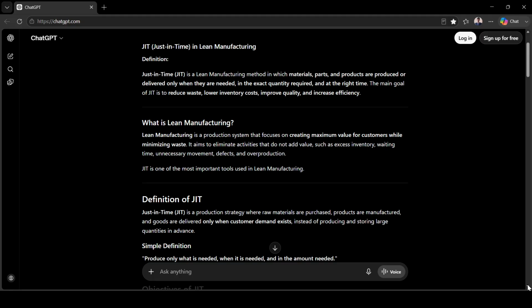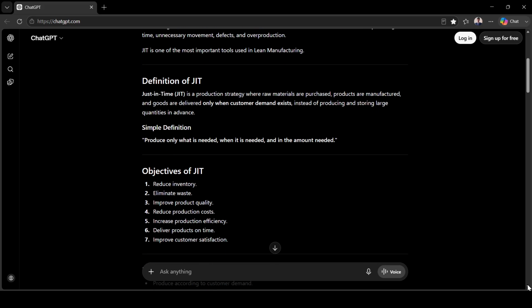So what is lean manufacturing? Lean manufacturing is a production system that focuses on creating maximum value for the customer while minimizing waste. It aims to eliminate activities that do not add value, such as excess inventory, waiting time, unnecessary movement, defects, and overproduction. JIT is one of the most important tools used in lean manufacturing. So remember, JIT is one of the most important tools used in lean manufacturing.